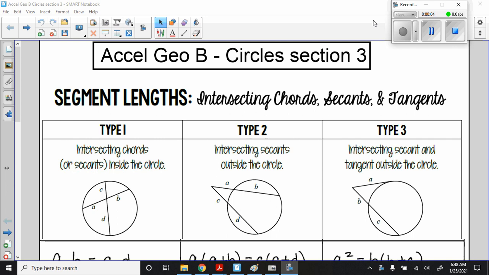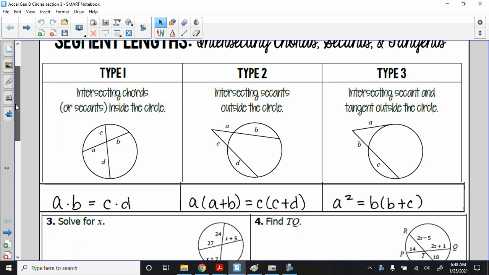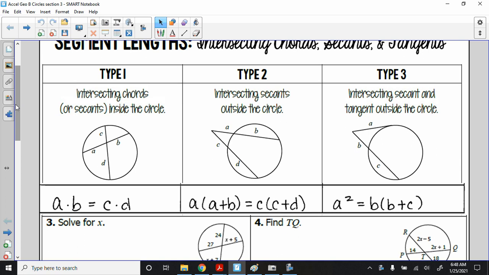All right, our video on segment lengths of intersecting chords, secants, and tangents. There are three different types based on the type of intersection and the type of lines that they give us. So type 1 is just two chords or secants that cross on the interior.